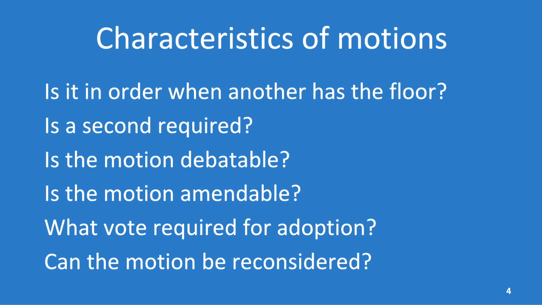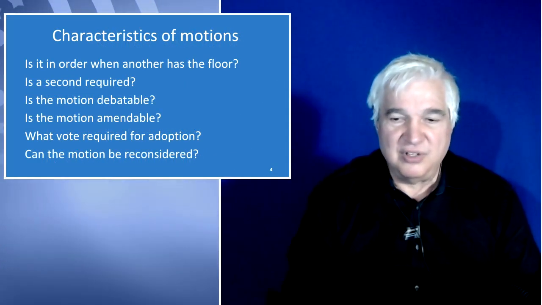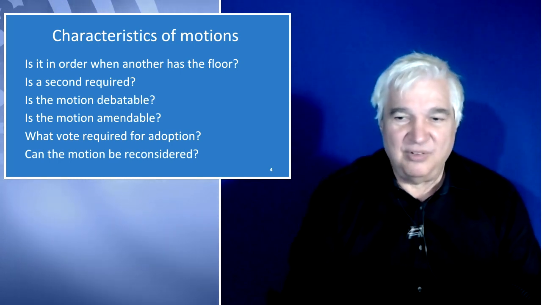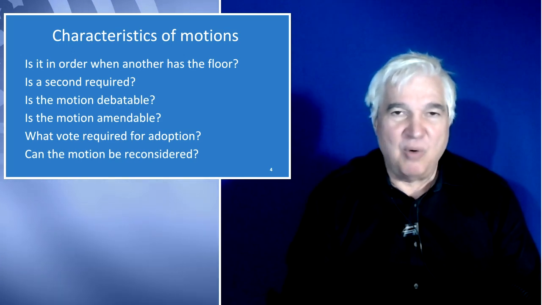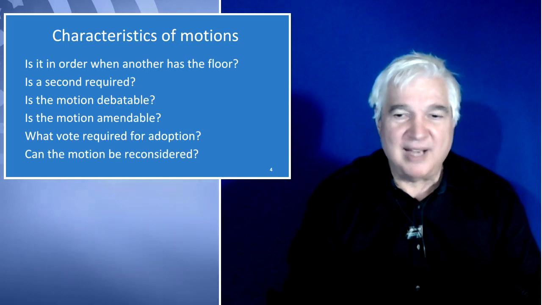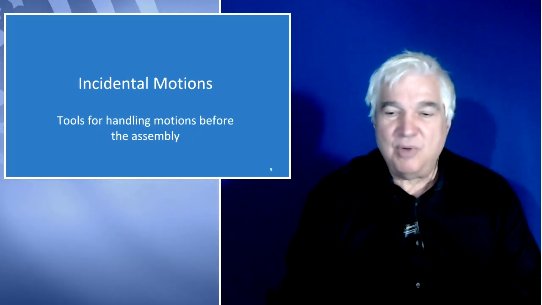That's kind of a big thing. Is the motion amendable? So can you move something that someone else then can modify, or does what you move get voted on? And then what vote is required for adoption? It's generally either majority or 2/3. And then can the motion be reconsidered is also something that you need to know. If it's something that you don't want to hear again and someone's trying to reconsider it and it can't be reconsidered, then you can block it. So this class is called Incidental Motions.